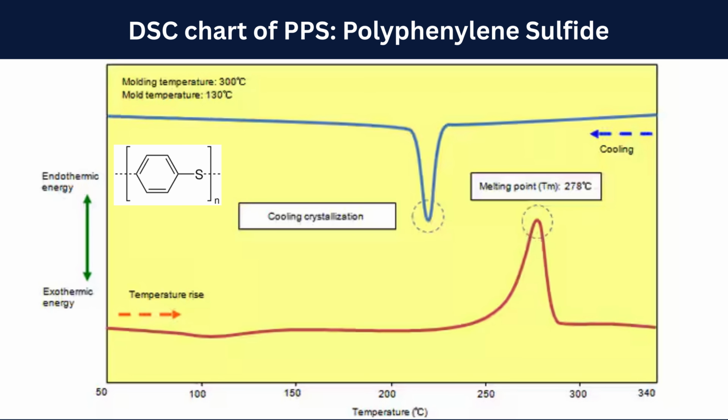Crystallization temperature, Tc. Crystallization occurs when polymer chains organize into ordered crystalline structures during cooling or heating. This process generates an exothermic peak because heat is released during crystal formation. The crystallization temperature provides insight into processing behavior and the development of morphology.